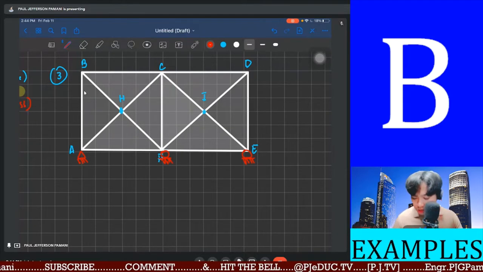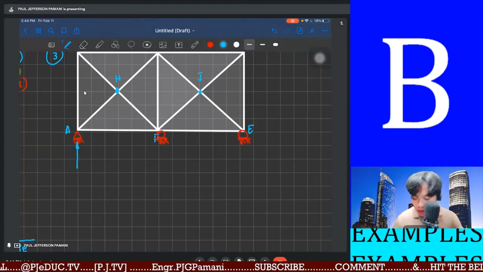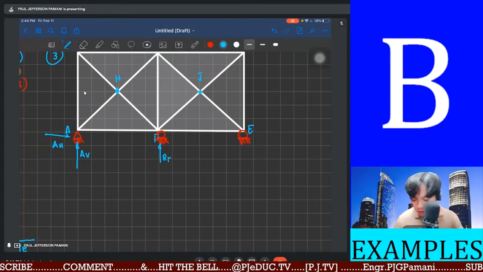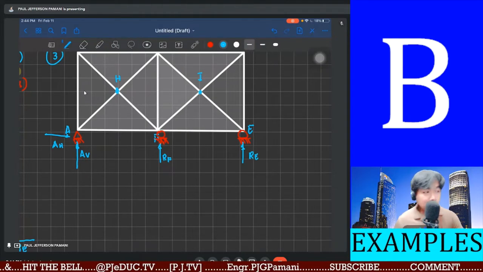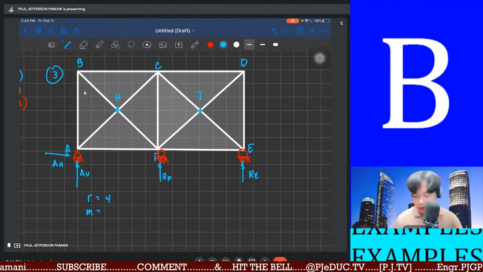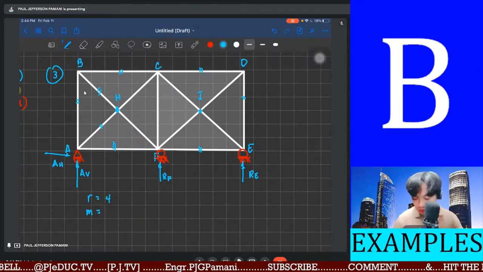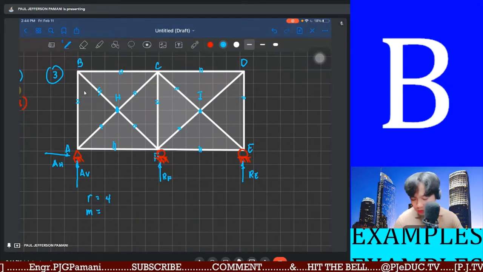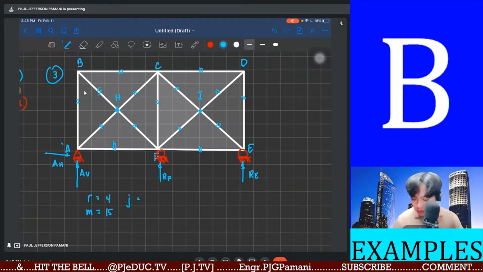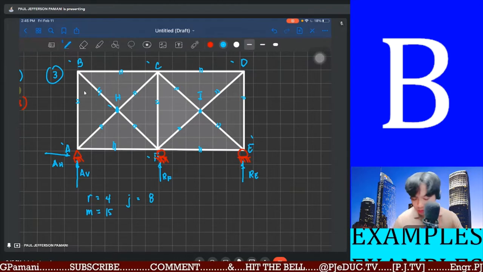Yes, sir. So, let us first count and identify or plot the reactions within the given supports. We have a horizontal and vertical reaction for the hinge at joint A. Reaction at the roller support of joint F, and another reaction at the roller support on joint E. So we have 2, 4. Number of reactions is now equal to 4. Number of members, 1, 2, 3, 4, 5, 6, 7, 8, 9, 10, 11, 12, 13, 14, 15. So, we have 15 members. The number of joints, 1, 2, 3, 4, 5, 6, 7, 8. You have 8 joints.